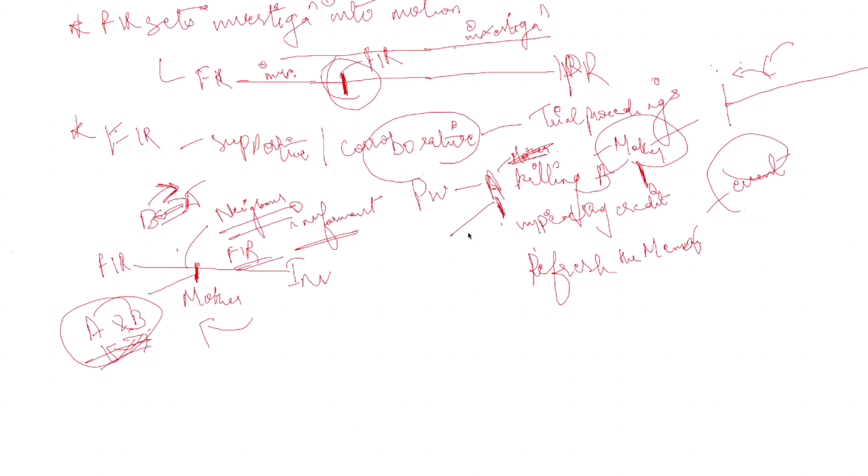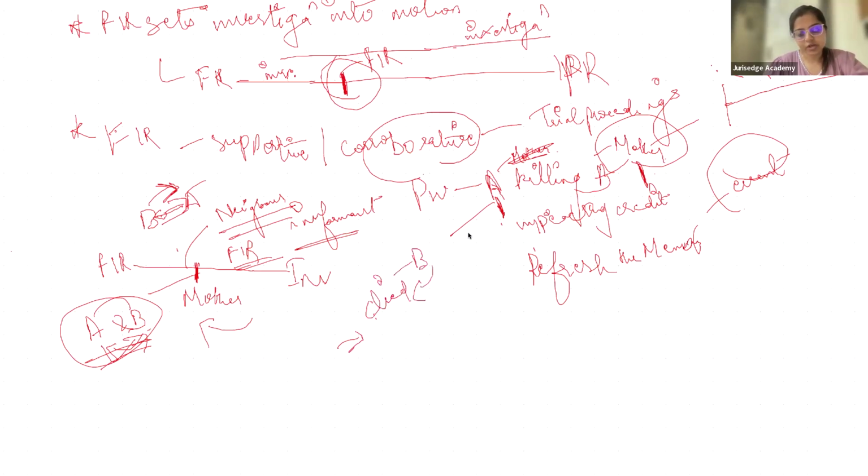Ma'am, I didn't understand this part regarding anonymous FIR. You said that if the information given is anonymous, then an FIR cannot be filed, right? See, if you call a police station and tell them that a person died because B killed him, but you do not tell them your name, and you disconnect the call.